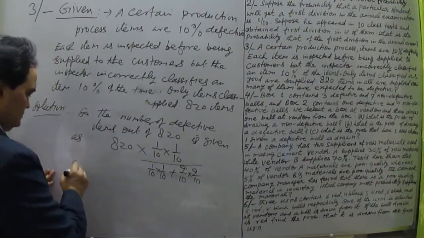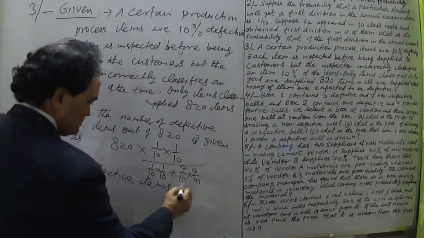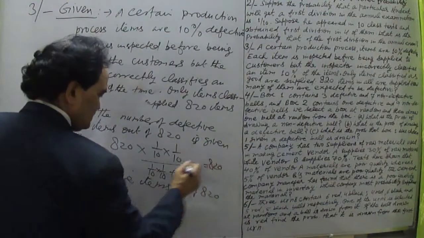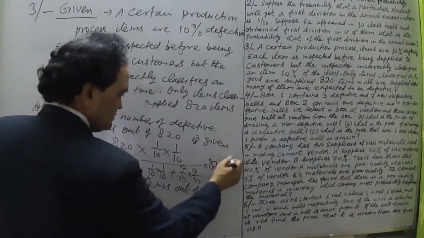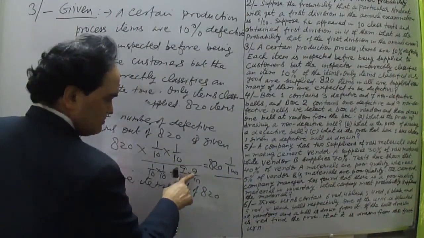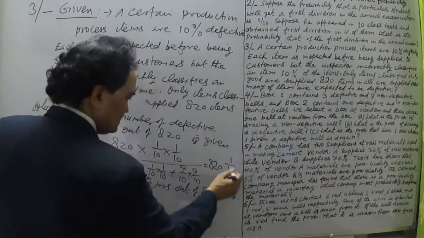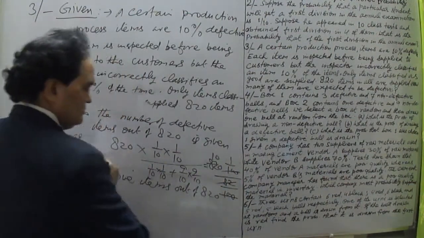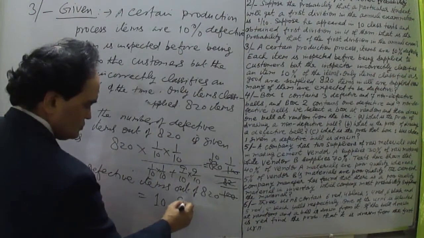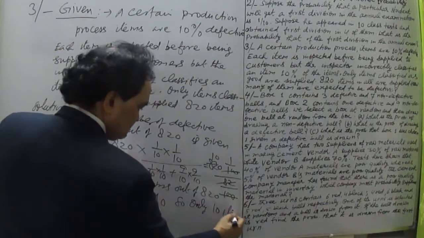So defective items out of 820 is, let me take this as 820, this is here 1 upon 100, divided by 1 plus 81, that is 82 upon 100. So this 100 cancels out, 820 divided by 82 is 10 times, so only 10 items are here, equal to 10. So only 10 items are defective.